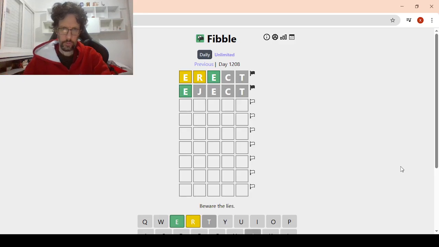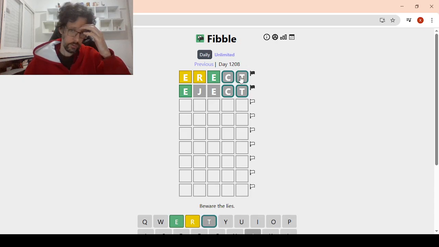Interesting. So these can't be both true and these. Yeah, I must be careful with repeated letters. But this can be both true and this can be both true. So this is true and this is true. This is true. This is true.